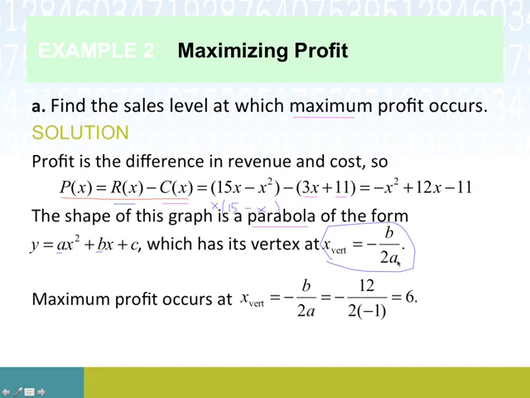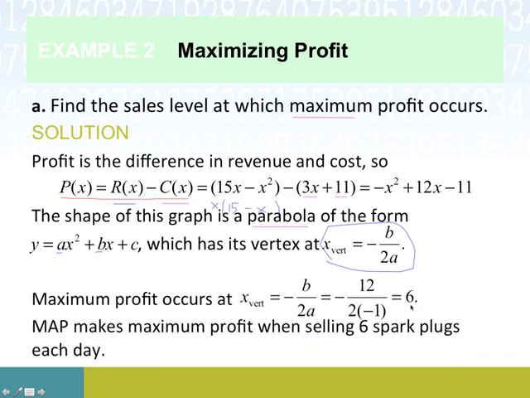Well, okay, so b in our case, this linear term, is 12. And then a, the term in front of x squared, the coefficient on x squared, is negative 1. Of course, the 1 is kind of imaginary there. We don't need to write it, it's assumed. So we've got negative 1 times 2 in the bottom. Don't forget the negative out in front, otherwise we'd have a negative x value, which doesn't really make sense in the context of this problem. Selling negative spark plugs is kind of weird. So what we've got is negative 12 over negative 2, which is 6. And then, stating that in words, MAP, Milton's Auto Parts, makes maximum profit when selling 6 spark plugs every day.